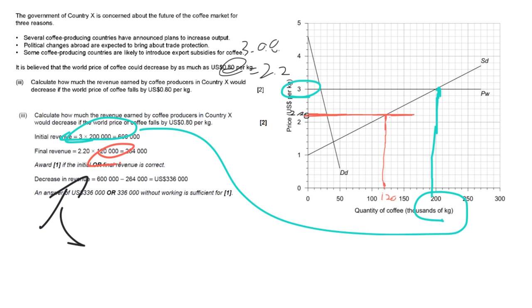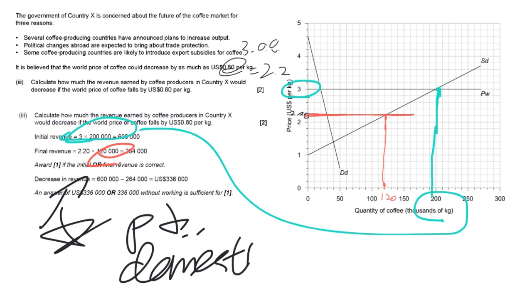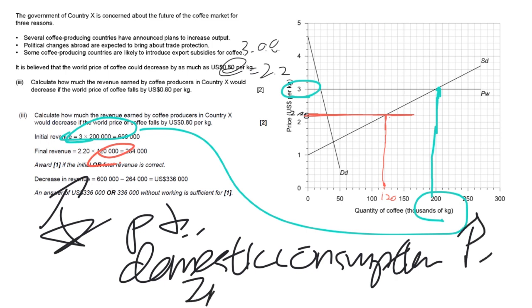So in this question, I would like you to make sure that when price falls, domestic consumption rises. But the import will fall. So remember that, the import volume will fall from 200 to 120. This is very, very important.